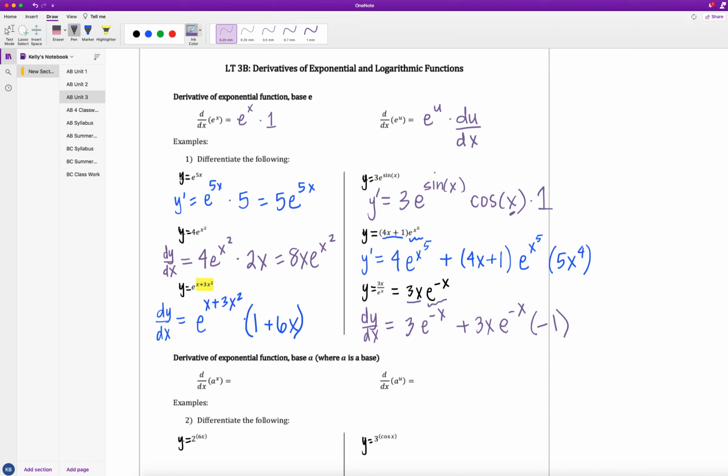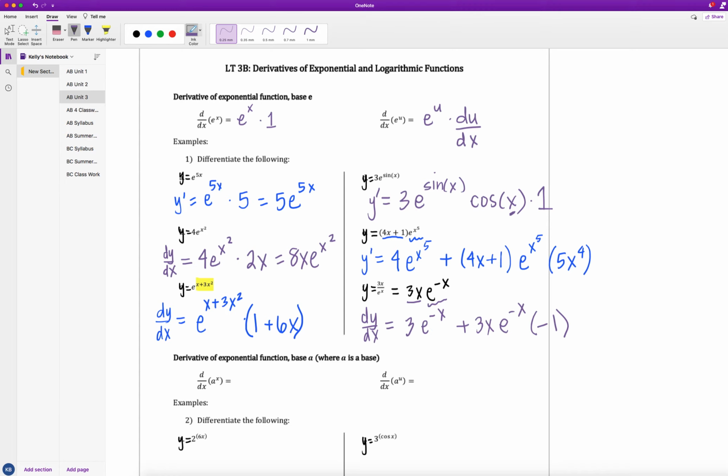We found our derivative for our last example here, and we had to use that product rule since we had this function 3x times the separate function e to the negative x. If you didn't want to rewrite it, you could have used a quotient rule as well. That would work the same, and if you were to simplify it down, you would end up with equivalent answers.